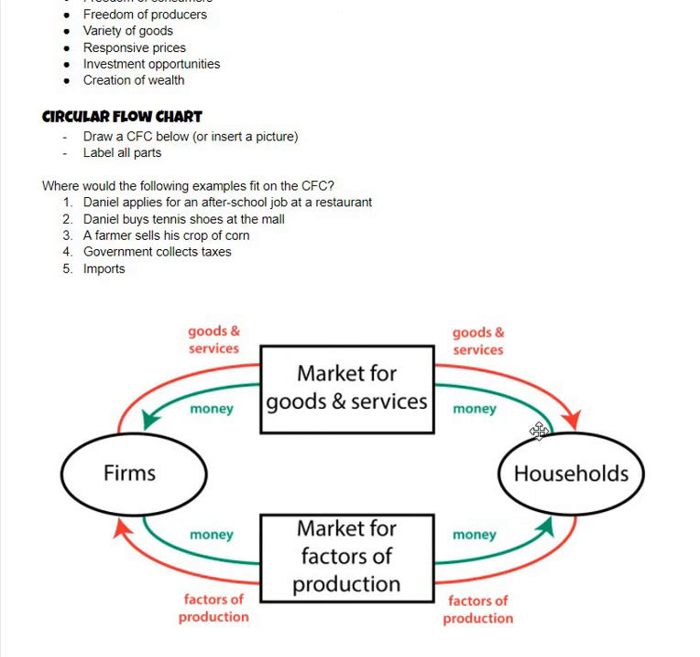Number 3, a farmer sells his crop of corn. This one's a little interesting. So that's going to be him and his factors of production, selling his corn to businesses. Remember, land: corn is a product of land. Selling it to a business who might then turn it into popcorn. They might sell it to a grocery store. So it's going to be from the market for factors of production to firms.